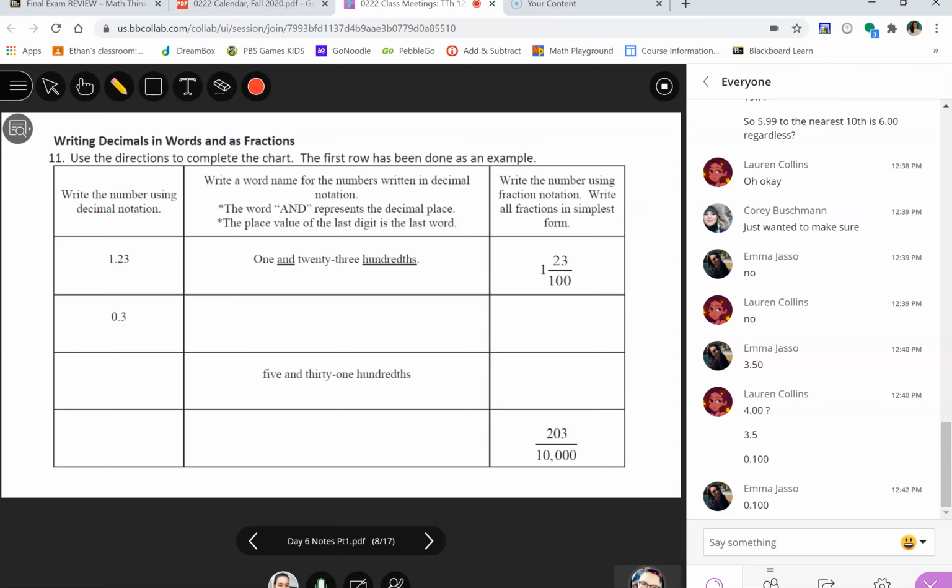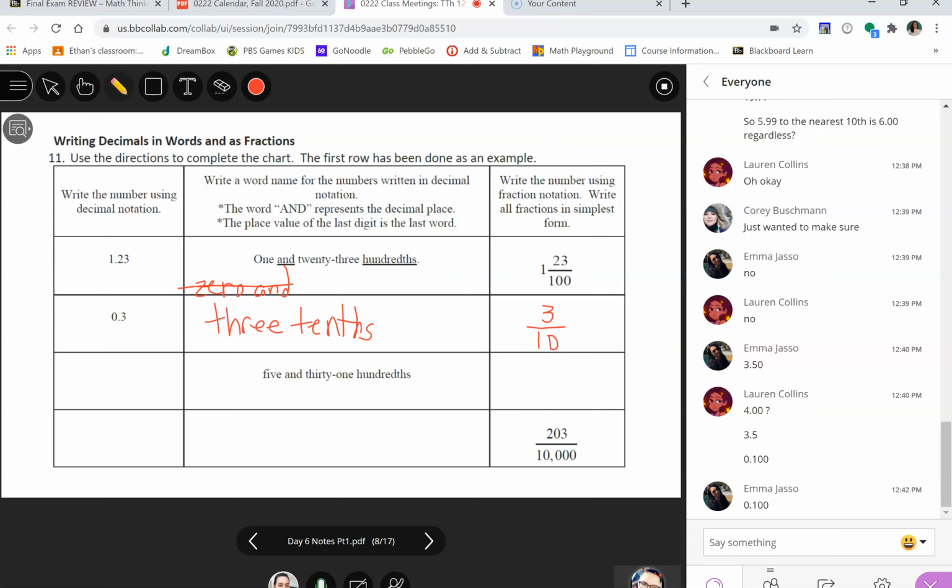Okay. So the first row's already been done for you, but this next one, if I was going to read that out loud, we would just say 0.3. If anyone asks you what that was, you say 0.3. But mathematically, you can say it's 3/10. You don't have to say 0 and 3/10, but you could if you wanted to. And you could write that as 3 out of 10, 3/10. That's how you would write that fraction.